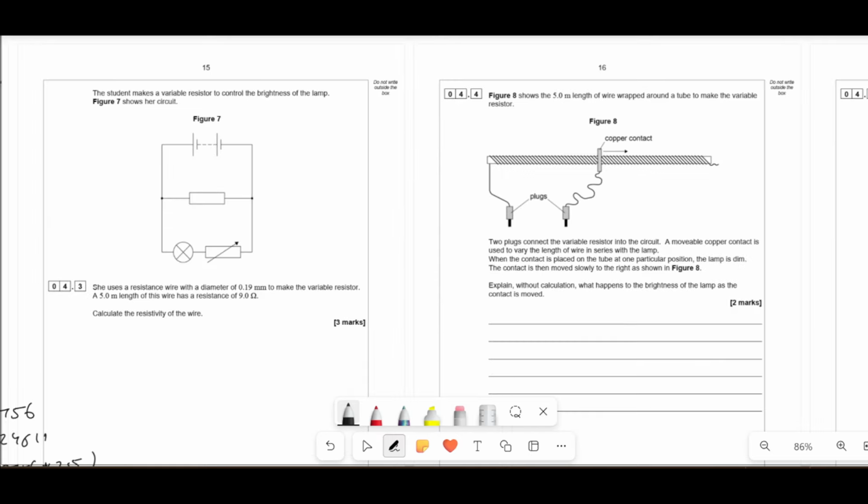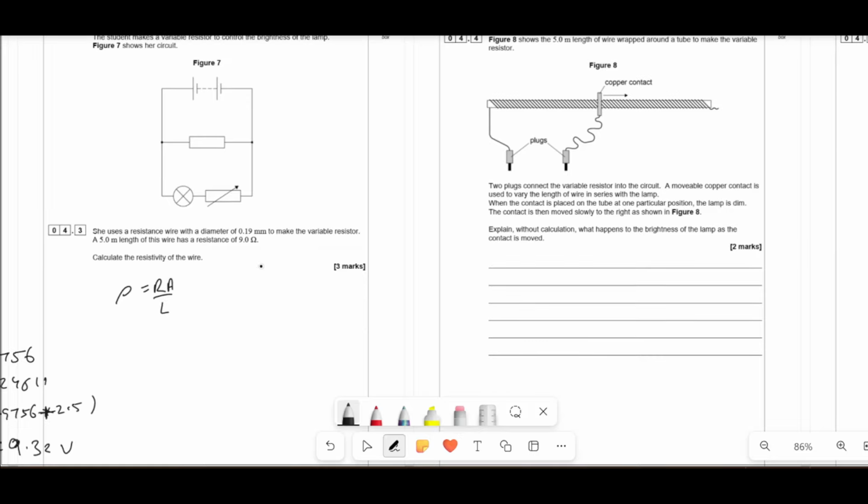So now the student makes a variable resistor to control the brightness of the lamp. Figure 7 shows a circuit. She uses a resistance wire with a diameter of this to make the variable resistor, and she uses a 5 meter length of this wire with a resistance of that. So we need to work out its resistivity. So the resistivity is going to equal RA over L.